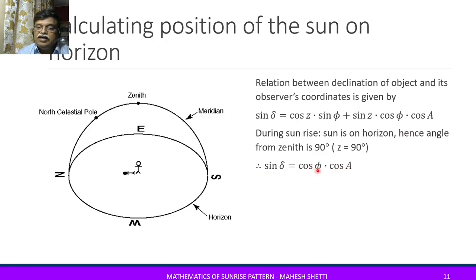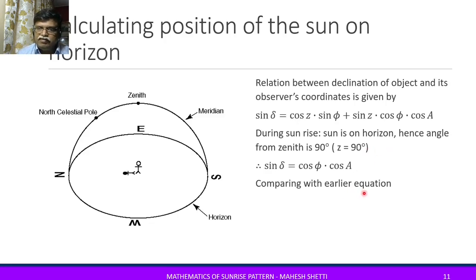So φ is the latitude of the place, and that is going to play an important role. The declination and azimuth of rising are going to help us in this case. Now see, this formula is mainly for rising or setting, because we have already put z = 90 degrees. That means the sun is on the horizon, and it is on the horizon when it is either rising or setting.